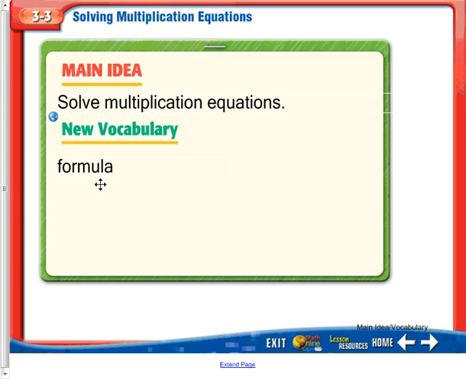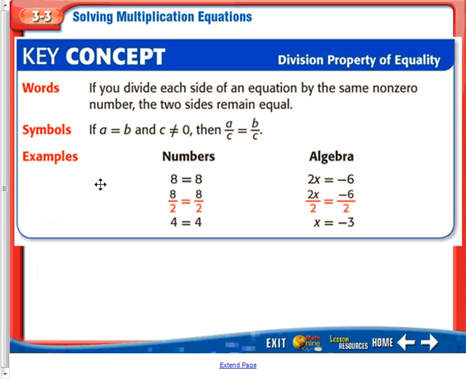In lesson 3-3, we'll be solving multiplication equations. The division property of equality states that if we have 8, we know that it equals 8. Well, if we take both sides of the equal sign and divide both sides by the same number, 2, we can also say that 4 equals 4.